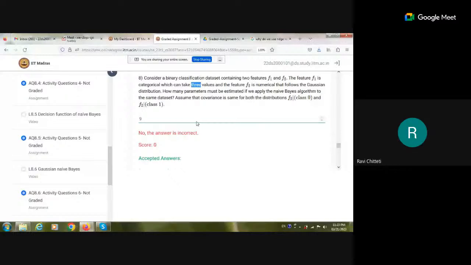The solution actually shows 9, because they're using mu 0, sigma 0 and sigma 1. In our case, sigma 0 and sigma 1 are the same. The correct answer is 8, not 9. In this solution, sigma 0 and sigma 1 are mentioned in the second-to-last line for feature 2. That's why it's 9.